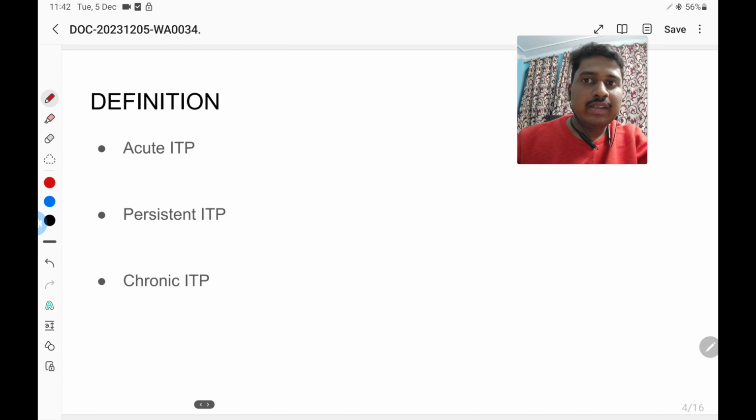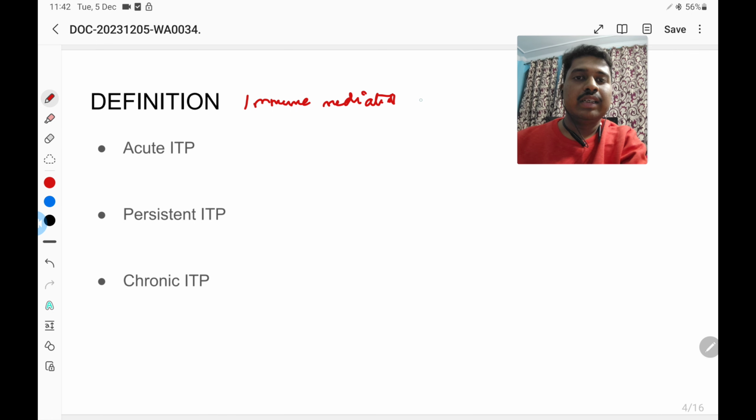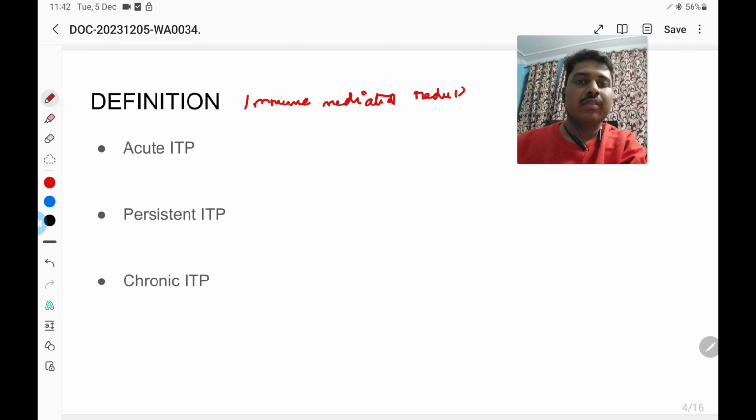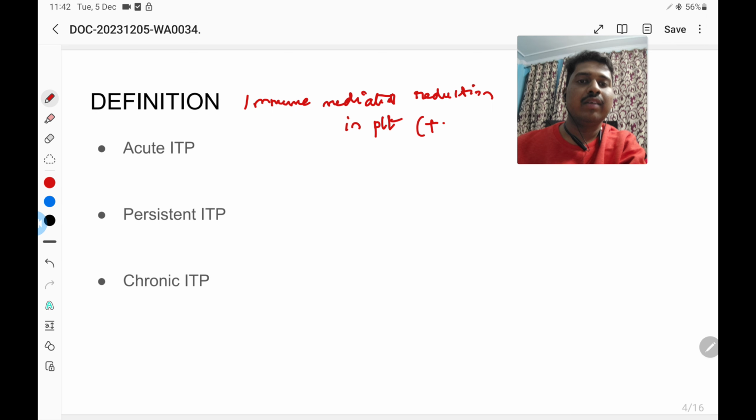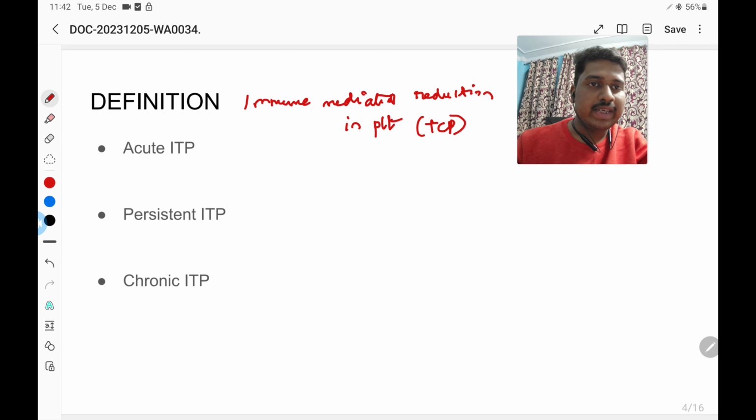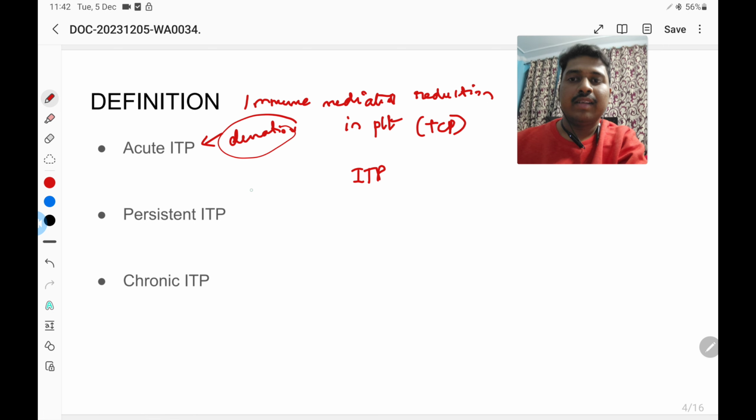So how will you write the definition of ITP? You will have to write that ITP is immune mediated reduction in platelet count, that is nothing but thrombocytopenia. So immune mediated thrombocytopenia is ITP, and then you will be writing that ITP can be classified based on duration into three categories, that is acute ITP, persistent ITP, and chronic ITP. So based on duration we have three types of ITP.